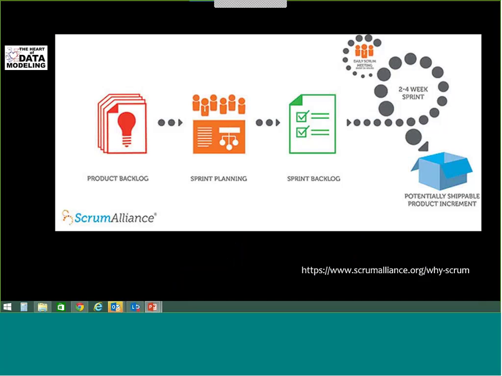So in this concept slide from the Scrum Alliance, which is your go-to place for Scrum information, you start with a backlog, you do some planning, you create the backlog for a specific sprint, and then you spend, it depends on who you ask here. I think later in my slides I say 1 to 2 weeks or 2 to 3 weeks, could be 2 to 4 weeks based on the complexity and how long something's going to take, and then you make this delivery of something that could be shippable.